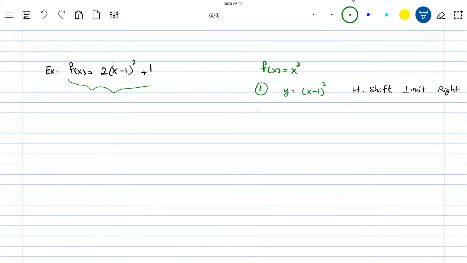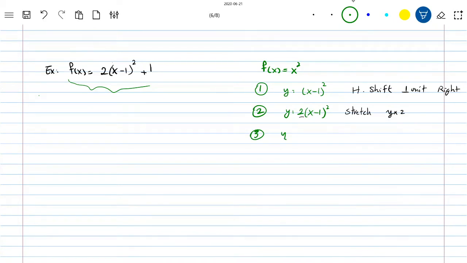Okay. What would be the next change? After I got this graph, I have to rescale it by 2. 2 times x minus 1 squared. So I'll multiply a 2 to the function. What happens? That causes a stretch or shrink. In this case, it's a stretch. How does it stretch? It multiplies all the y values by 2, by this coefficient, since it's outside the function.